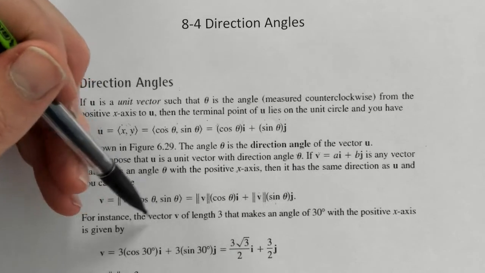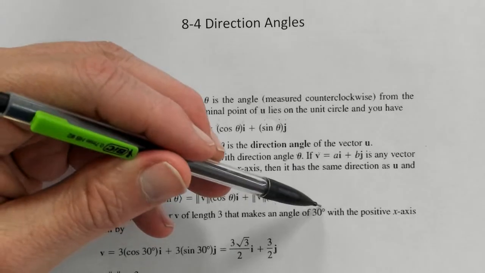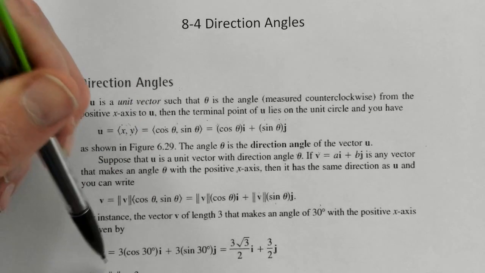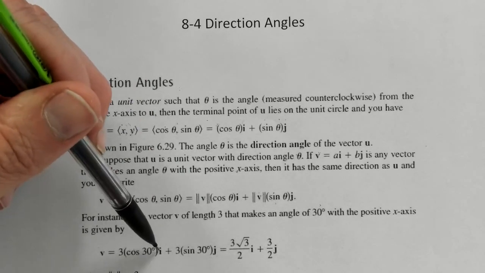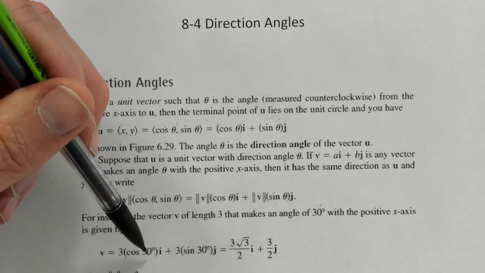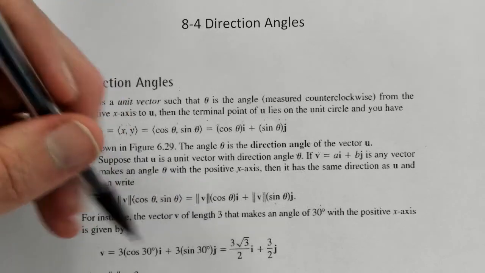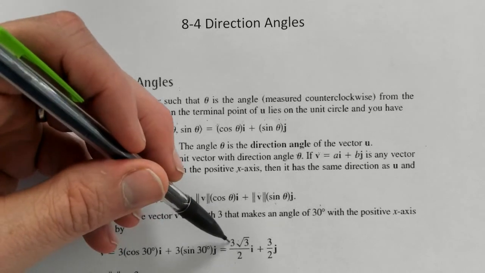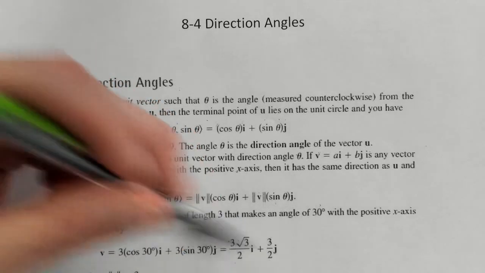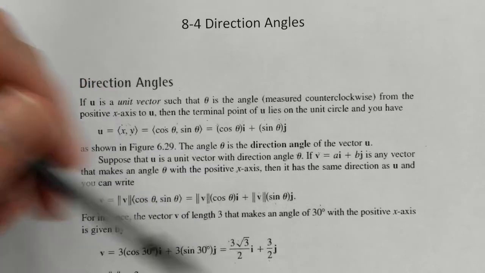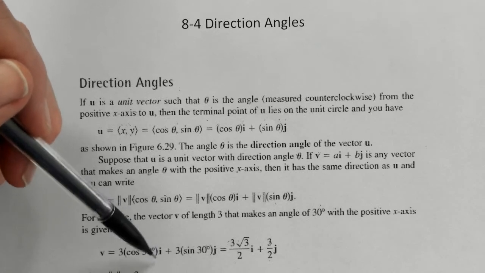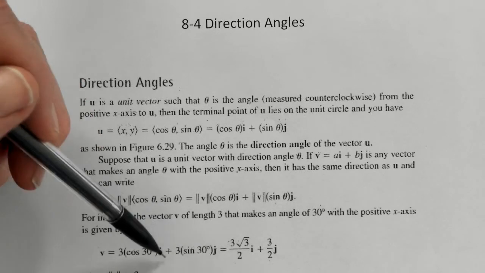For example, let's say I have a vector of length 3 that makes a 30-degree angle with the positive axis. Then I can write it in this form: 3 times the cosine of 30 i plus 3 times the sine of 30 j. And of course, cosine of 30 is the square root of 3 over 2, and then multiply it times 3. And sine of 30 is 1/2, and multiply it by 3. So we can take any vector and write it in this form with cosine for the horizontal component and sine for the vertical component.